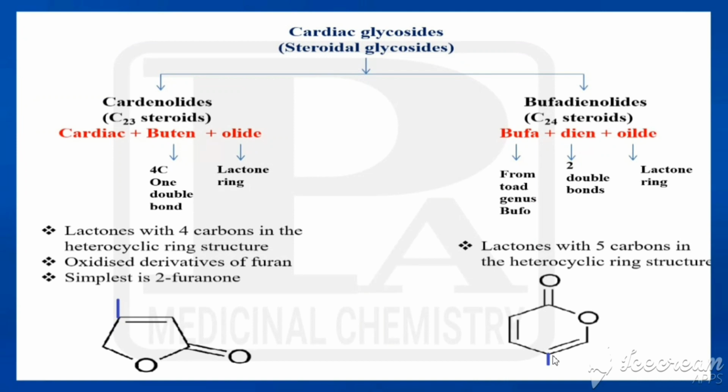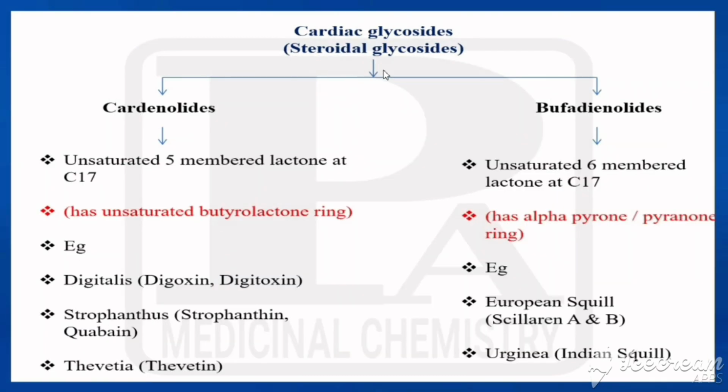I'll tell you later what a steroid is. So now we have seen it is classified into two types: cardenolide and bufadienolide. These are unsaturated 5-membered lactones at C17. The steroid nucleus has a 17th position, and in that position the cardenolide would be attached. Whereas here this is an unsaturated 6-membered lactone at C17 of a steroid. So it has an unsaturated butyrolactone, whereas this is an alpha-pyrone or pyranone ring.